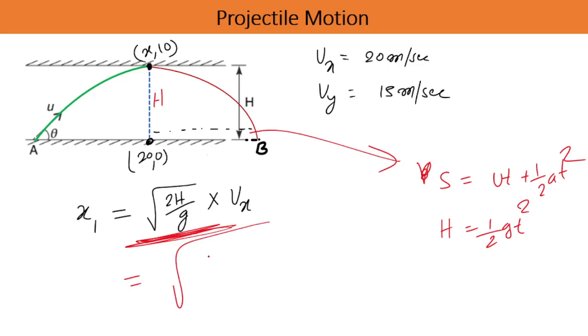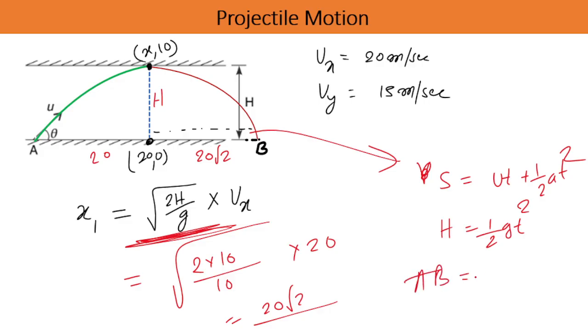Now put in the values. 2 into 10, I know all of you must have got the answer. So this is 20, so this is 20 root 2. This is 20 root 2. This is 20. So what will you say is the total AB? Ma'am, it is 20 plus 20 root 2.